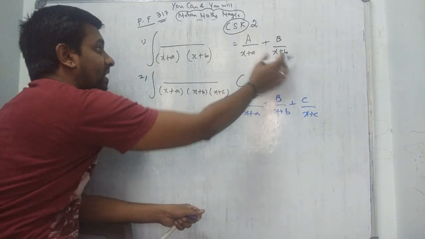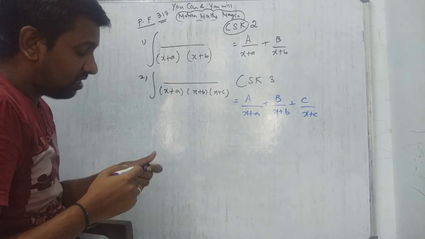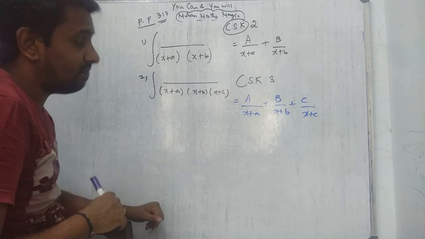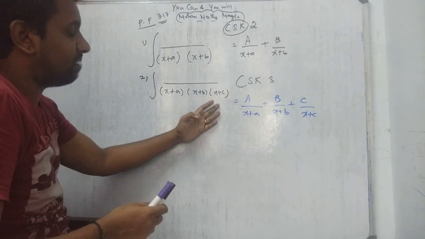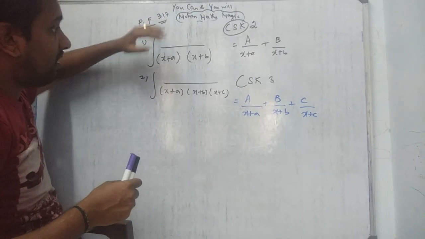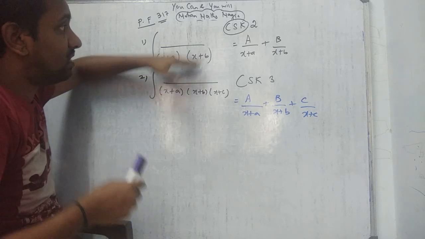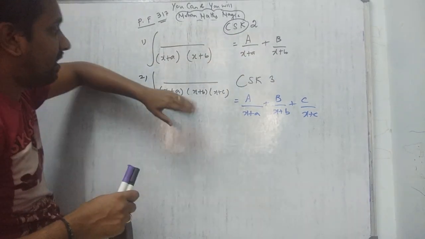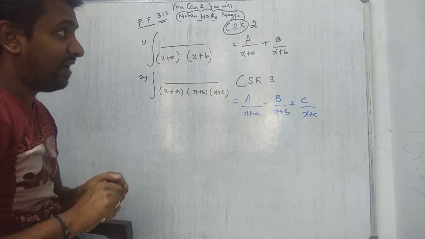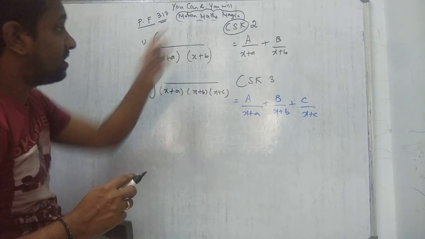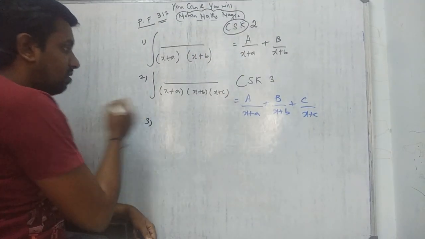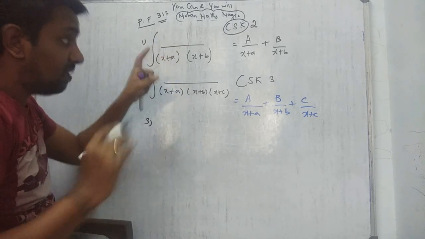CSK2 is 2 brackets, CSK3 is 3 brackets. You can ask, sir, suppose 4 brackets come, what will I do? CSK4, but I'm not keeping that, they mostly won't ask you. But imagine if 4 brackets come, A upon, B upon, C upon, D upon. I repeat: for 2 brackets in the denominator, CSK2, A upon, B upon. For 3 brackets, A upon, B upon, C upon. I have taken CSK2 and CSK3 alone, because they are linked with 2 brackets and 3 brackets. For the third one, I will come back later, the numerator is also very important.